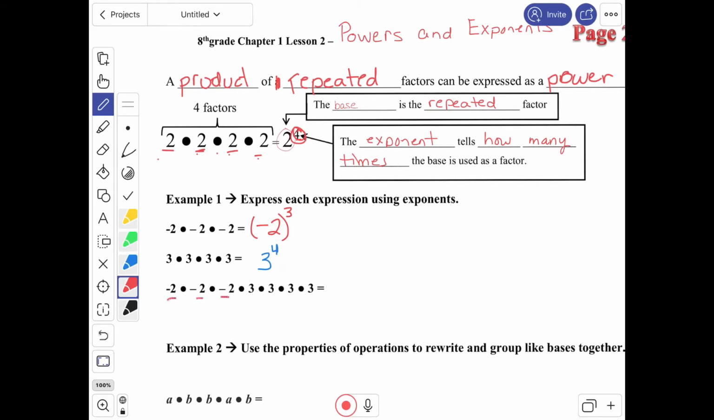And the next one we have -2, and we have 3. So the -2 happened 3 times, and 3 happened 4 times. So -2 to the 3rd power times 3 to the 4th power.